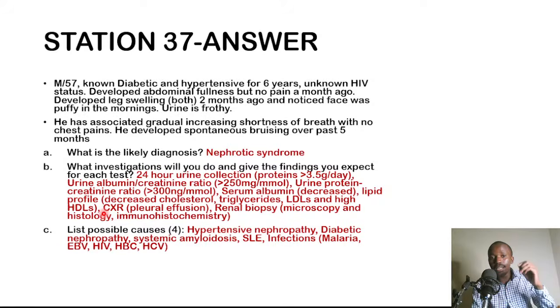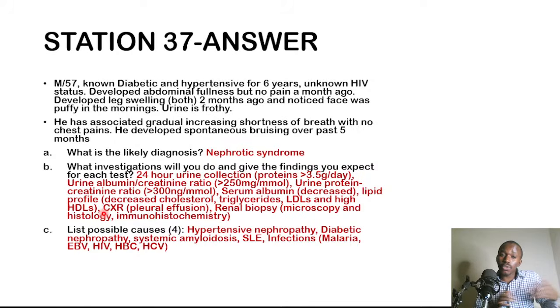So the investigations that you do: long ago, if you read a book that was printed way back, they'll tell you that the gold standard of making a diagnosis of nephrotic syndrome is doing your 24-hour urine collection test, where you get proteinuria that's greater than 3.5 grams per day. But that's no longer the gold standard. There are much more accurate things, like your urine albumin to creatinine ratio. If it's greater than 250 milligrams per millimole, then that's diagnostic of nephrotic syndrome.